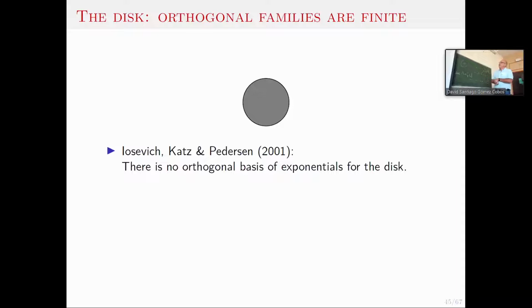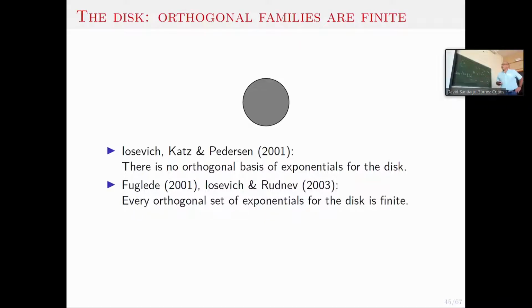So what am I going to talk about today? Last time I explained to you in at least 2 ways why the disk is not spectral. But more is true. It was proved by Iosevich, Katz, and Pedersen that the disk is not spectral. Fuglede himself, and Iosevich and Rudnev, proved not only that it's not spectral, but that if you find any orthogonal set of exponentials for the disk, it's going to be finite. You cannot find an infinite orthogonal set of exponentials for the disk. This says a lot more than it's not spectral. If it were spectral, not only would you have an infinite set, but you would have a set of positive density equal to the area of the disk. But that's not possible. They must always be finite.